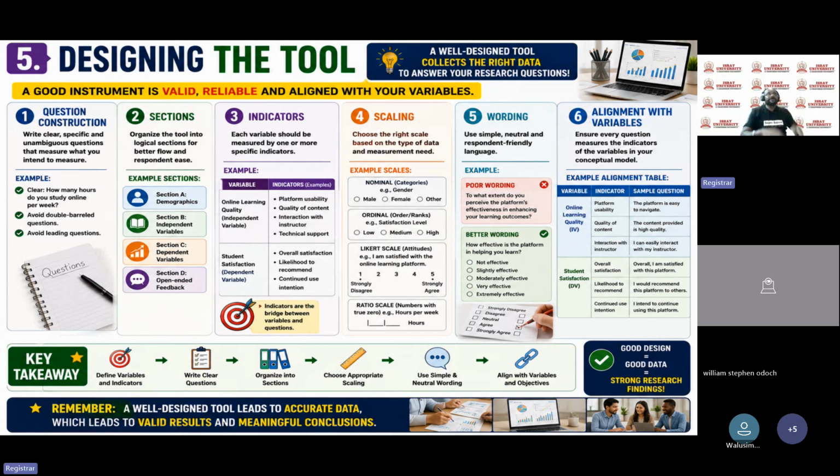So when you develop a good instrument, a data collection instrument, it should be valid, it should be reliable. So we have to do reliability checks. We are going to discuss that one. And these tools should be aligned with your variables, because these tools should help us to fetch data which are aligned with your variables. So let's go to the steps. First question, or the first step, the question construction.